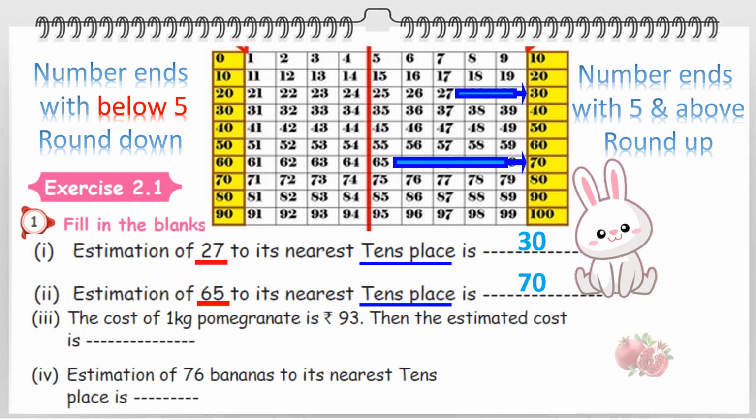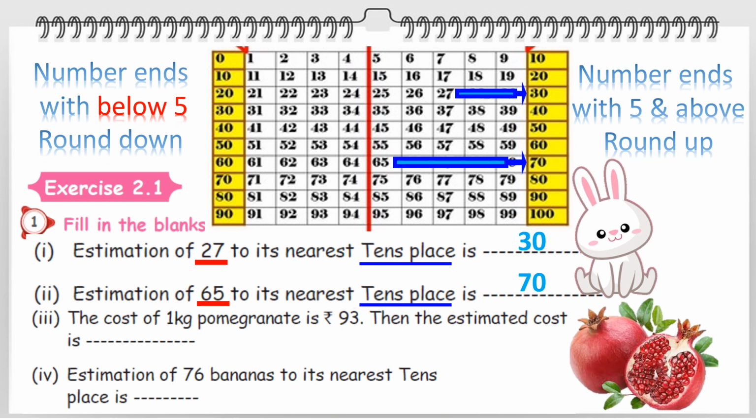Then come to the third one. The cost of 1 kg of pomegranate. Okay. 1 kg of pomegranate is rupees 93. So look at the ones place. Good. So the number ends with 3, isn't it? So left side or right side? Fine, fine. Its number ends with 3. So it must be in the left side only. Come to the last row. Good. So you must round it down. So answer is 90. Very good.